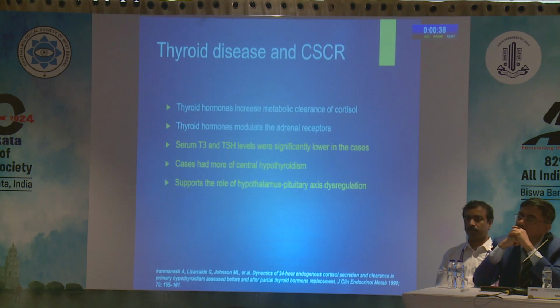Now coming to the thyroid hormones. In the previous literature it has not been evaluated thoroughly, but thyroid hormones increase the metabolic clearance of cortisol, and they also modulate the adrenal receptors. Therefore, they may have a role in the pathogenesis of CSCR. In our patients, T3 and TSH levels were low in cases as compared to controls, suggesting a central hypothyroidism and maybe a hypothalamic-pituitary axis dysregulation.